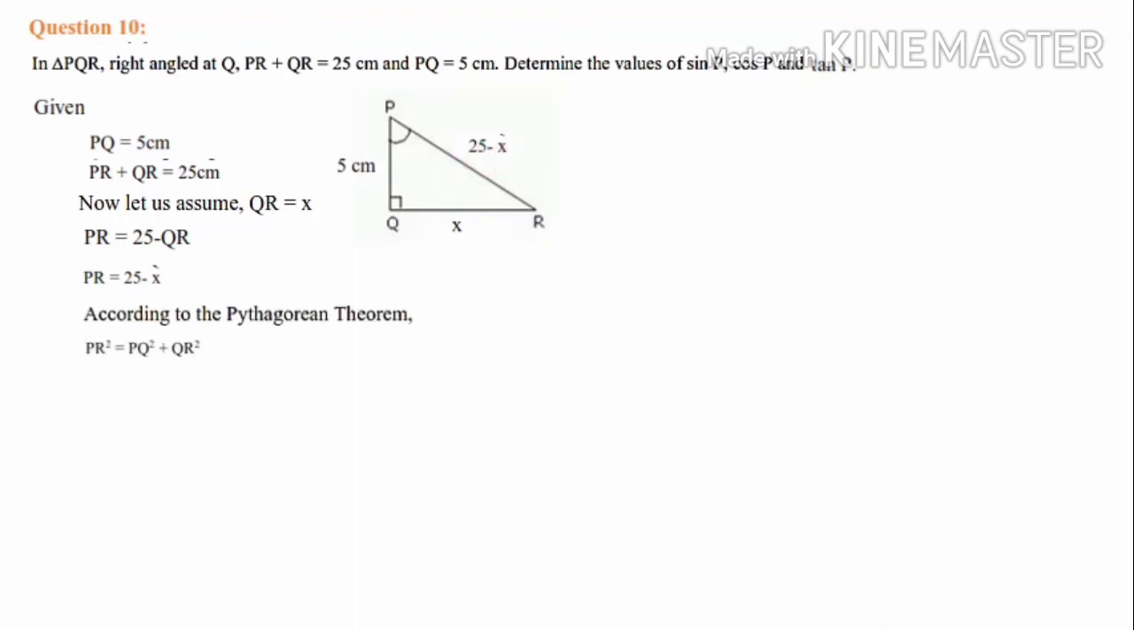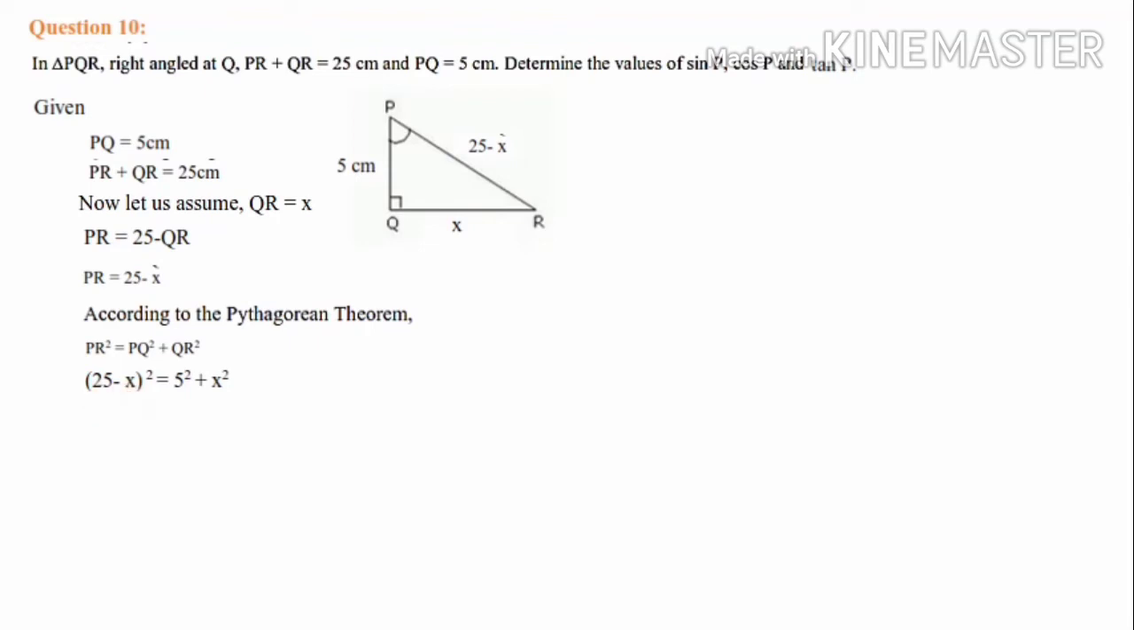Then by using Pythagoras theorem, PR square is equal to PQ square plus QR square. Here PR is the hypotenuse, so hypotenuse square is equal to sum of the squares of other two sides. Substitute the value. 25 minus x the whole square is equal to PQ is 5 square, QR is x, so x square. We can expand this expression by using a minus b the whole square formula.